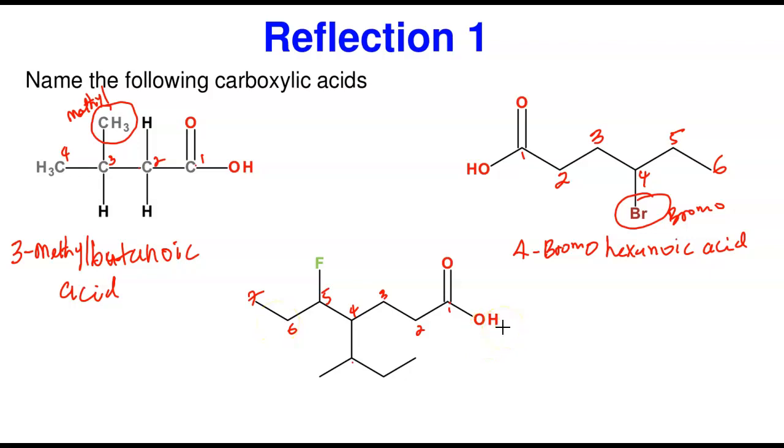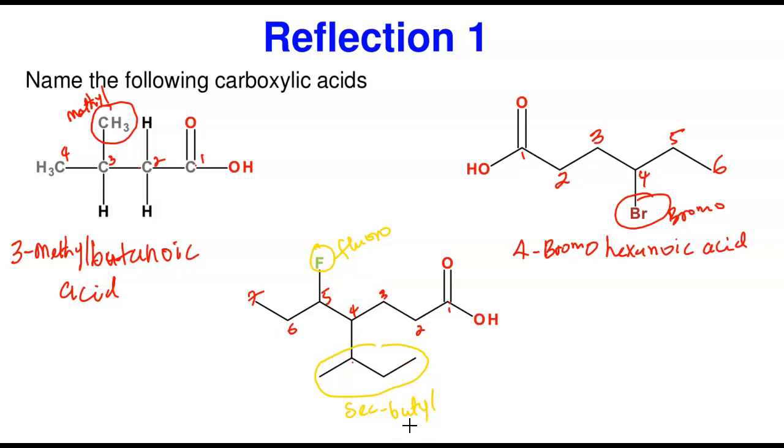So what do we do next? We identify the attachments and then alphabetize them. What are the attachments? This is fluoro. Remember? Now what is this? This is sec-butyl. Remember, the sec doesn't count. We start counting from the B here. So this is B. This is F. Do we have any other attachment? We do not. We just have only 2 attachments.